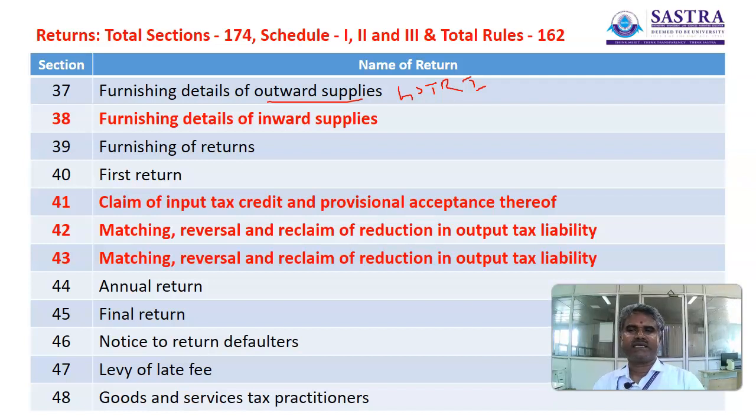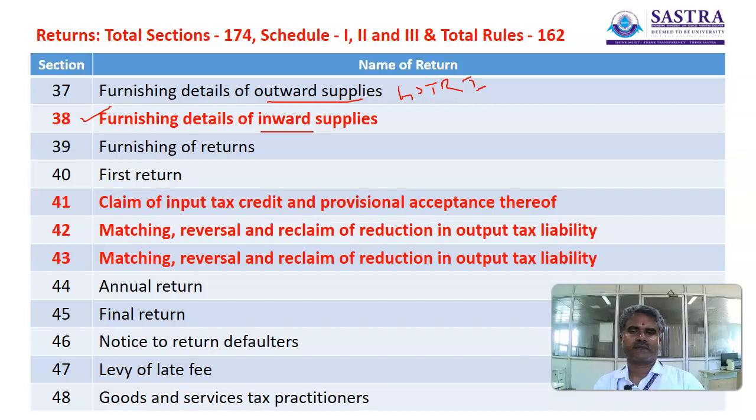Section 38, furnishing details of inward supplies. GST 2, inward supplies. Information regarding purchase. Who all supplied goods to us? From where or from whom we bought goods? This is furnishing details of inward supply. So 38 is for inward supplies. 37 is for outward supply.